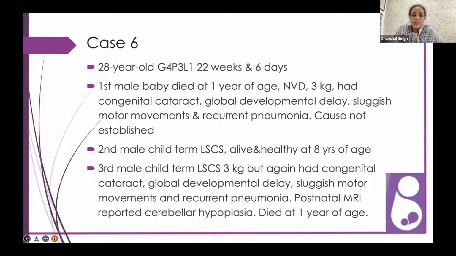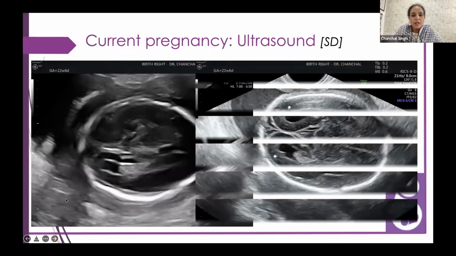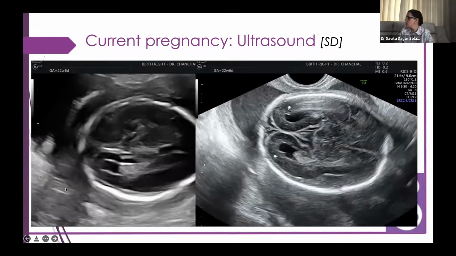In the second pregnancy, she again had a male child, a term cesarean, who was alive and healthy, and when she came to me, he was 8 years of age. The third male child, again a term cesarean because of previous cesarean, had similar findings to the first child: congenital cataract, global developmental delay, sluggish motor movements, recurrent pneumonia, and the postnatal MRI reported cerebellar hypoplasia. This child also expired at 1 year of age. Now, this patient has come to us for an ultrasound, and she's 23 weeks.